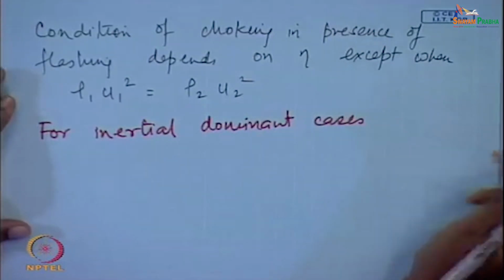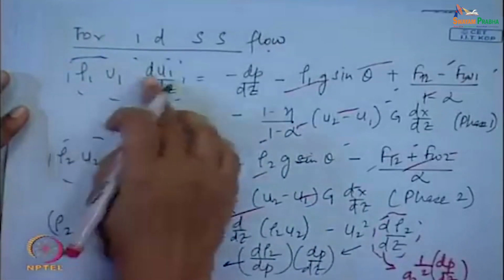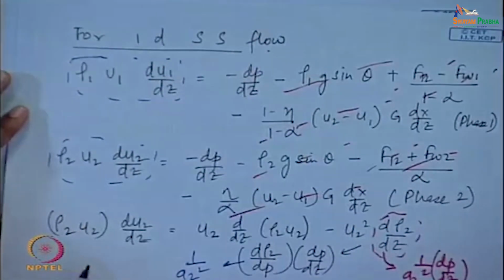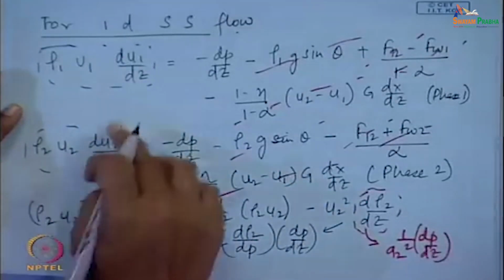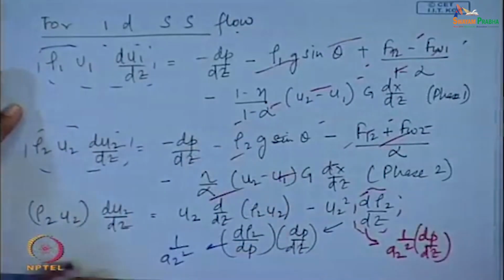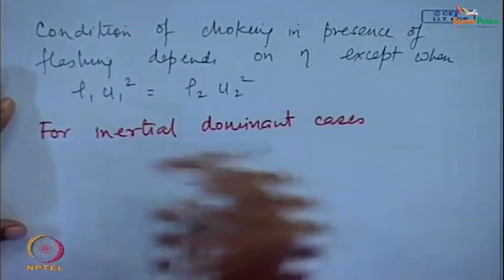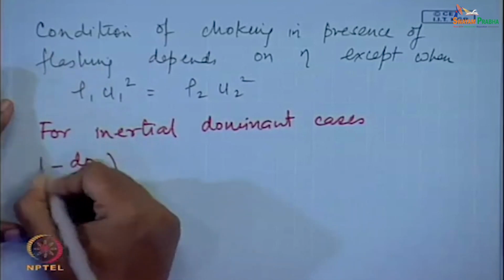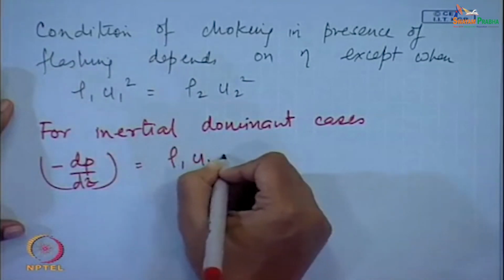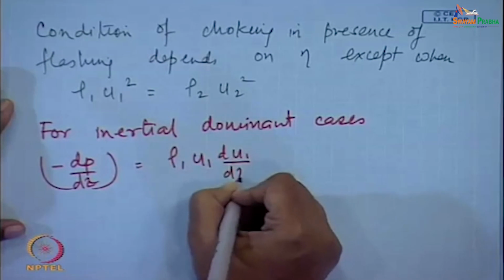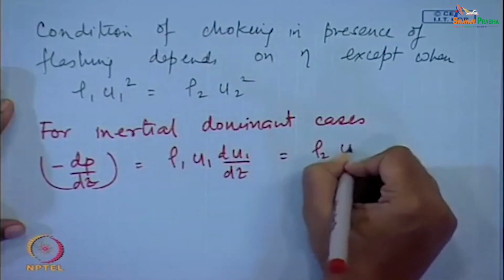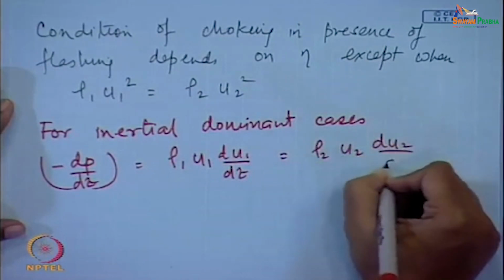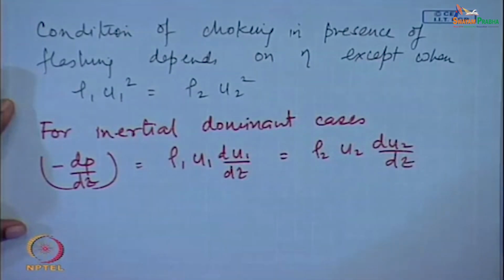So, for this case, what did we get from here? Rho 1 u 1 du 1 dz equals minus dp dz. Similarly, rho 2 u 2 du 2 dz equals minus dp dz. Let us write down these two terms. What do we get? We get minus dp dz equals rho 1 u 1 du 1 dz, which is equal to rho 2 u 2 du 2 dz. Yes or no? Correct.